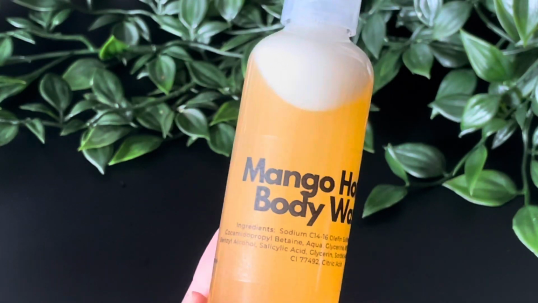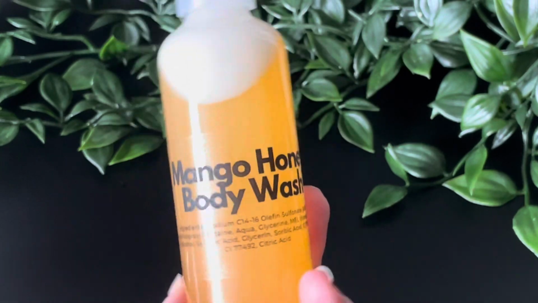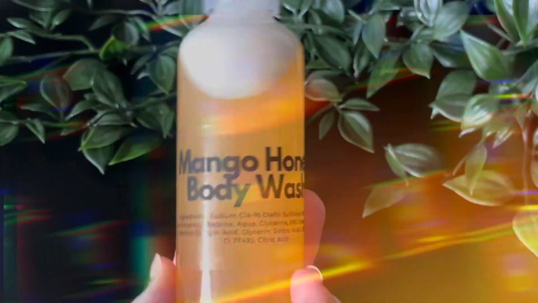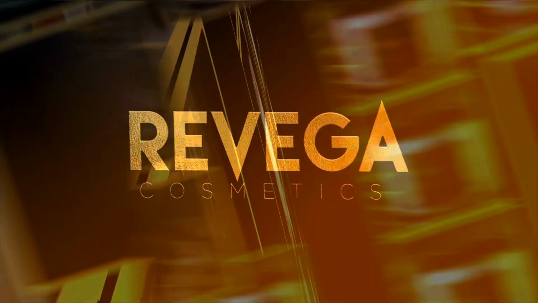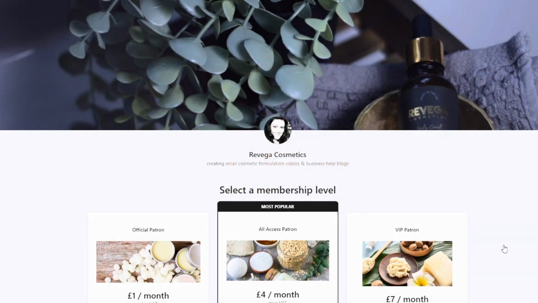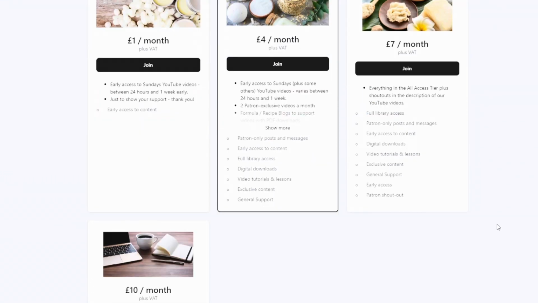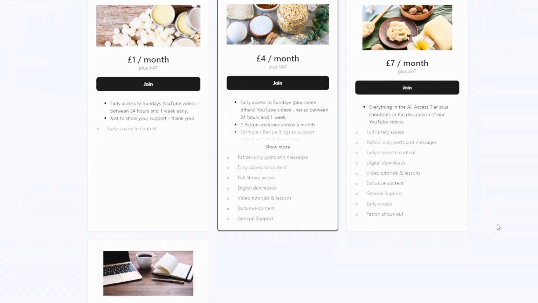This week's video, as voted for on Instagram, is a body wash, and I'm going to include some honey. This formula is inspired by a dupe I'm doing over on Patreon this month, but it's also quite different.